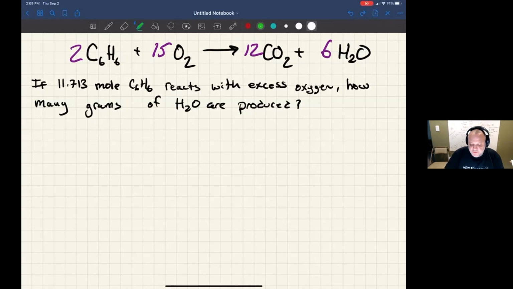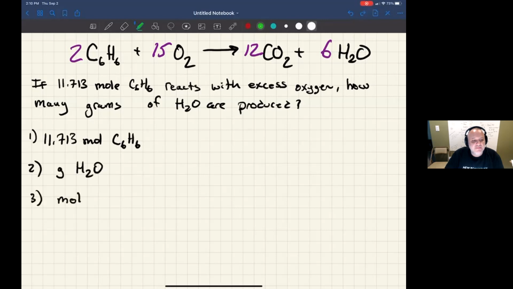So now let's go ahead and approach the problem. It's a stoichiometry problem, so I'm going to organize my thoughts in the typical method that I do, by first starting with what I'm given and writing that down. I'm given 11.713 moles of benzene. And I'm going to write down next what I'm asked for. I'm asked for the mass of water in grams. So then that means the basic plan is to go from moles of benzene to grams of water.